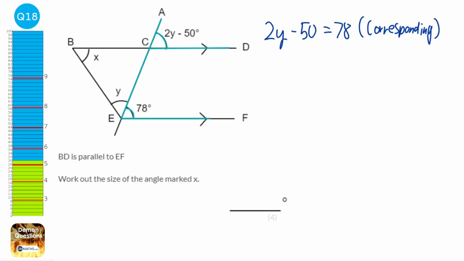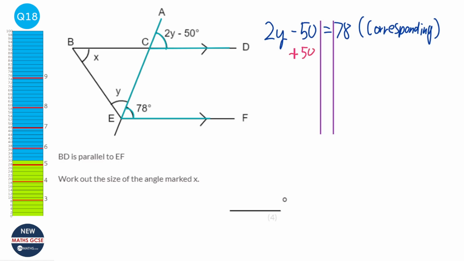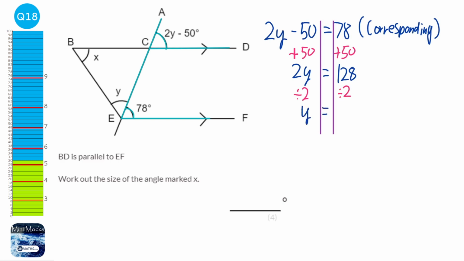Now here we've got an equation, and we want to solve it. We'll first of all add 50 to both sides. So we've got 2y equals 78 plus 50, which would be 128. And then we're going to halve both sides, or divide by 2. So we've got 64. So we know that y is 64. And so we look back at the diagram to find out how we'd work out x.